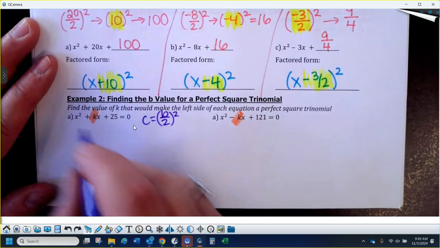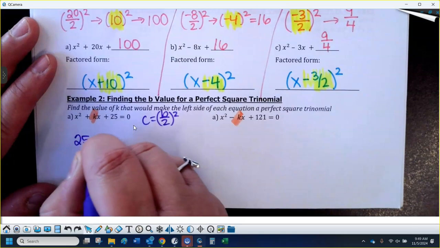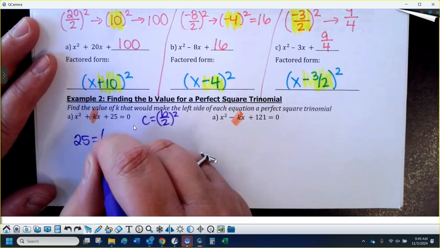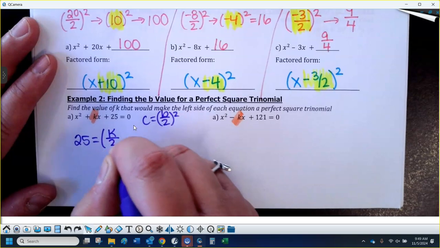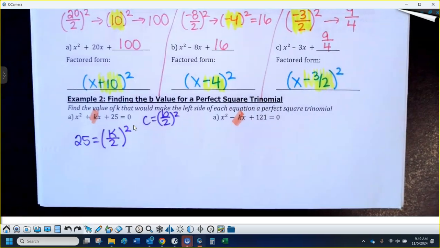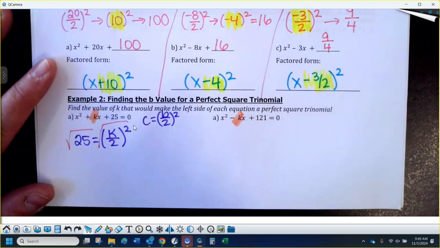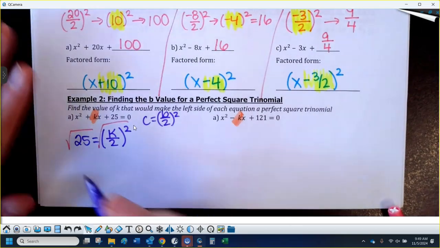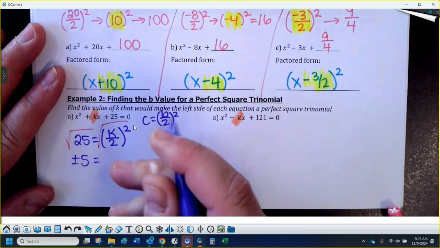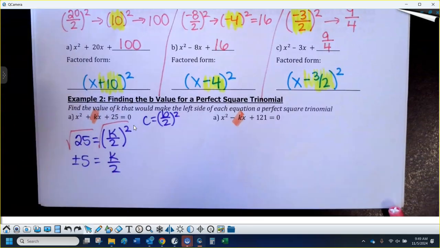So for this question, I know the constant is 25, and they use the letter k in this example, and I think I used the letter k because it's really similar to the question on the Math Excel, so I was trying to make it look like that. But if I can solve that little equation, then I can get my value to make that a perfect square trinomial. So again, we're just going to take the square root. Real quick, I introduced the square root. So this would be plus or minus 5, and then we'd have k over 2.